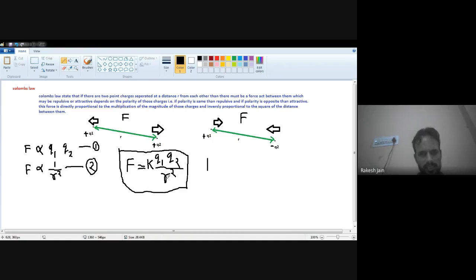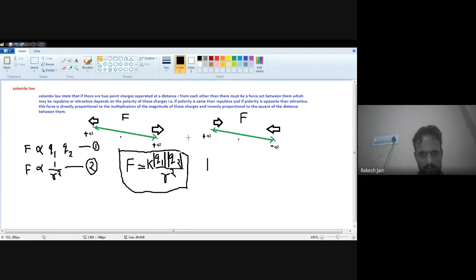Here the distance R unit is in meter because we use the MKS system. Instead of just writing down Q1 Q2, we actually take the magnitude. Magnitude means we ignore whether the polarity is positive or negative. We just use the values for solving the numerical. So F is equal to K Q1 Q2 divided by R square.